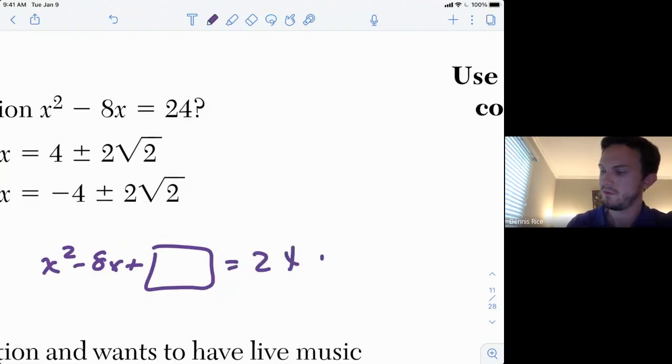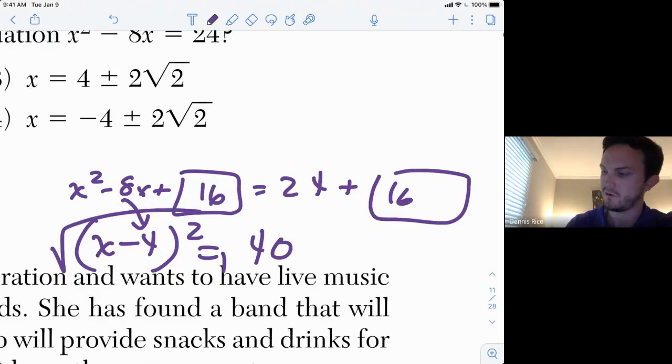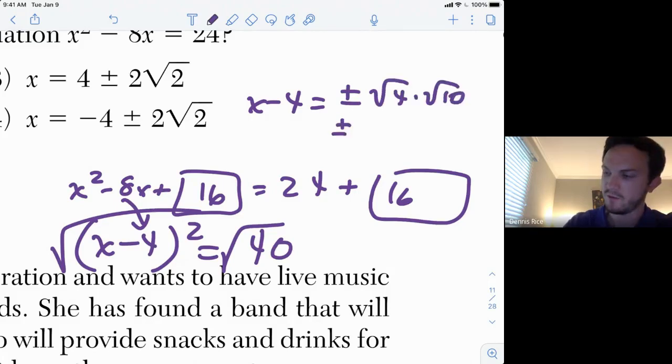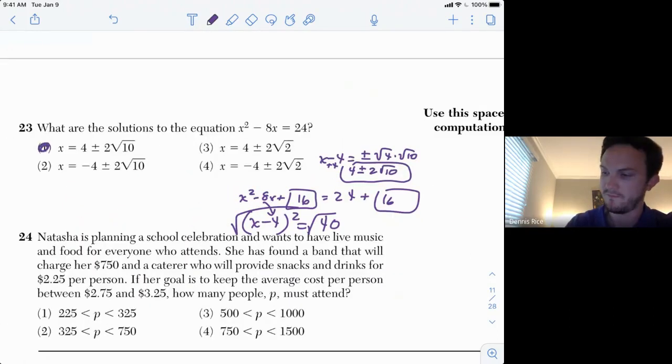So for CTS, we want to add that number to both sides. In this case, that number is going to be 16. Now the trick with CTS, this number will always be half of whatever B was. We're going to get 40 on the right. We take the square root of 40, put plus minus. 40 we can simplify to radical 4 and radical 10, which will become 2 radical 10. We move the 4 over by adding it, and we get 4 plus or minus 2 radical 10, choice 1.